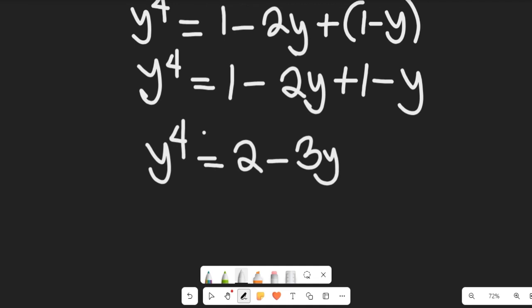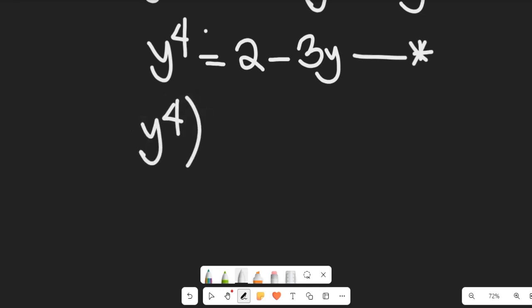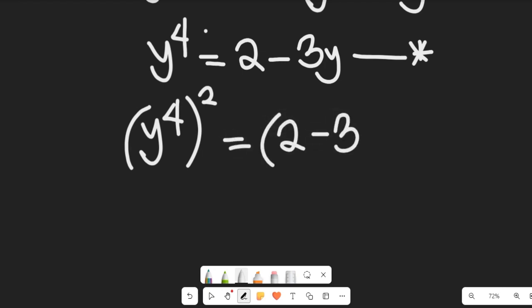Now, this is another unique expression we need to take proper note of. y to the power of 4 is equal to 2 minus 3y. Now, in solving further, let's simplify this. We'll simplify this by taking the square of both sides. We take the square of both sides, we'll have y to the power of 4, all squared, equal to 2 minus 3y, all squared.